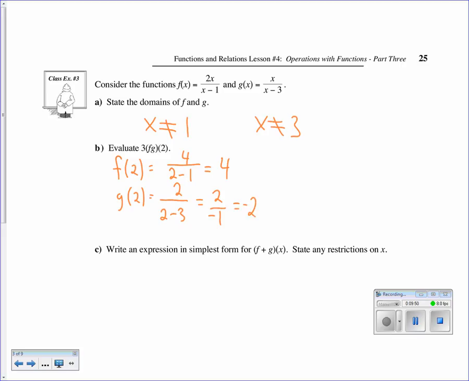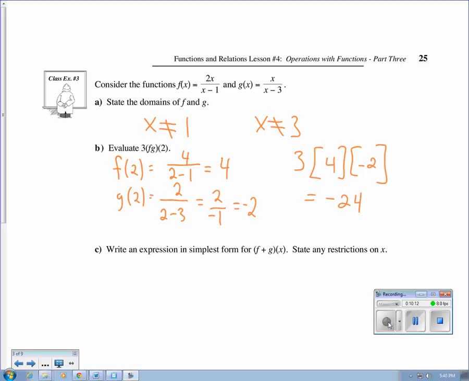So I've evaluated my functions at 2. Now I have to multiply them together and then multiply that by 3. So I've got to go 3 times my 4 and times my -2. So 4 times -2 is -8, and 3 times -8 is -24. Again, we get to practice what we've learned.